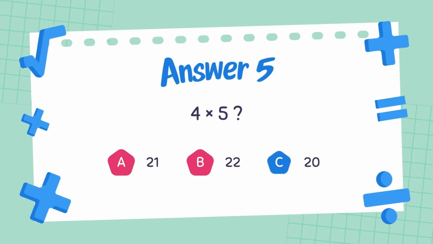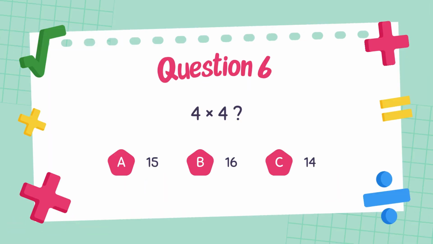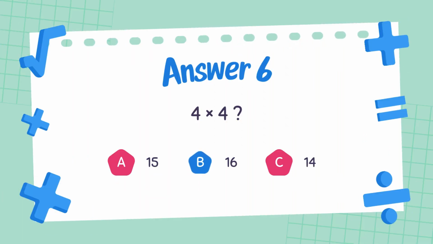Keep going. Question 6. What is 4 times 4? Is it A, 15, B, 16, or C, 14? The answer is B, 16.